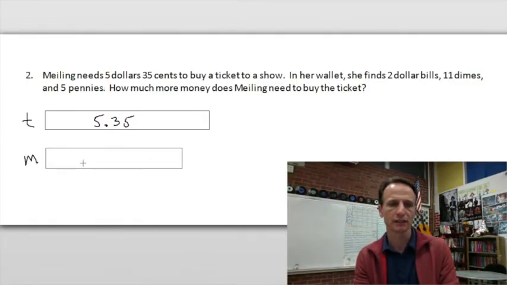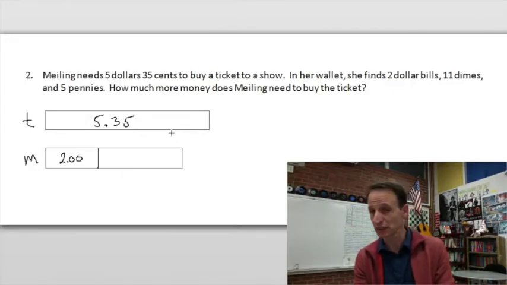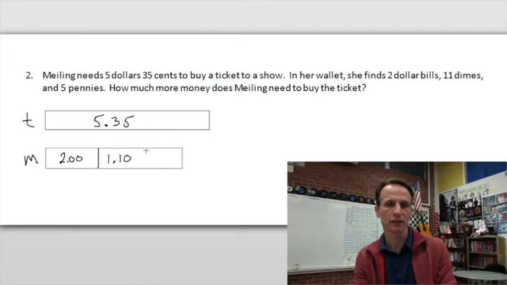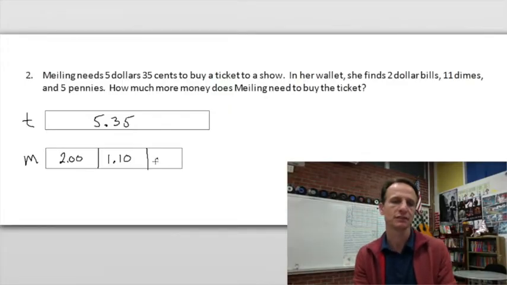And now this is Mei Ling, and what does she have? Well, she's got $2 bills. We can easily say that's $2, right? We'll just write it as a decimal, 2 and 0 hundredths. 11 dimes. Okay, well, 10 dimes would be $1, right? So 11 dimes is $1.10. 1 and 10 hundredths, yes? We can go right to decimal form with that. And then she has 5 pennies, 5 cents, 5 hundredths, we will write.